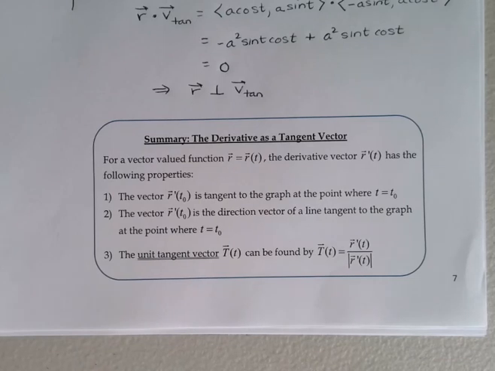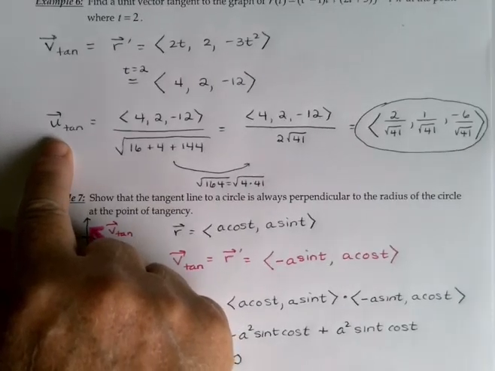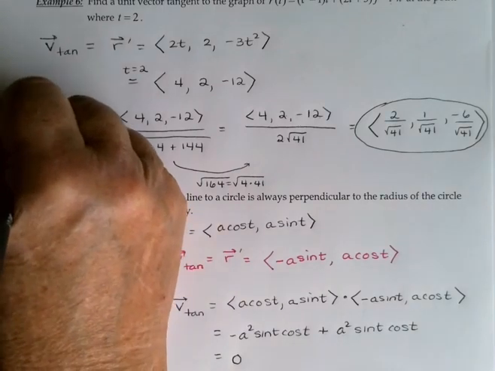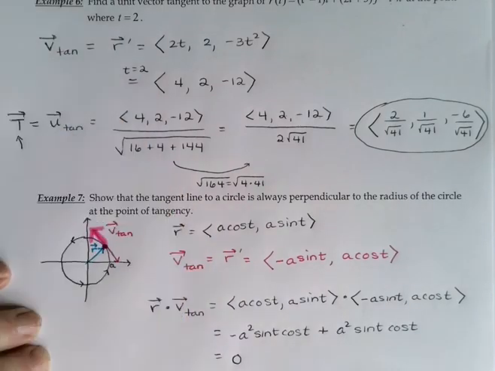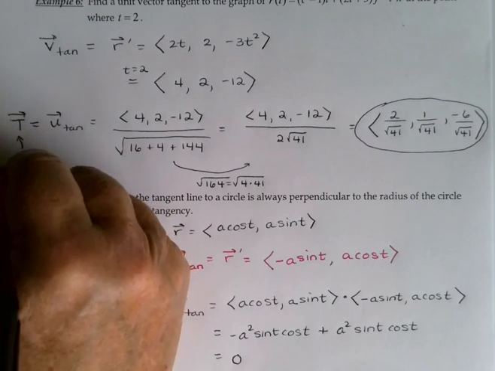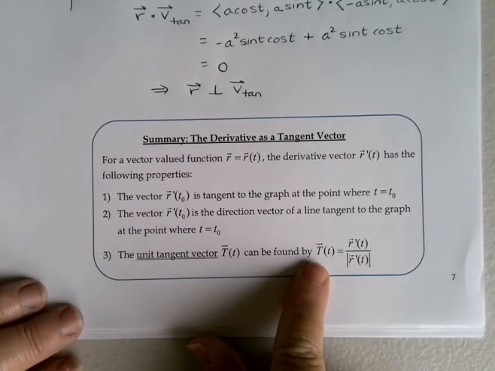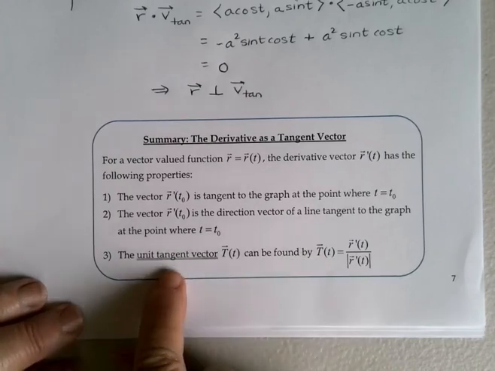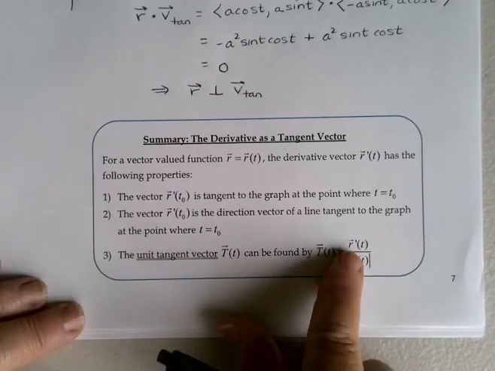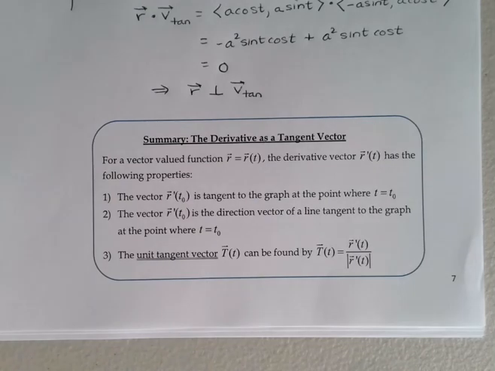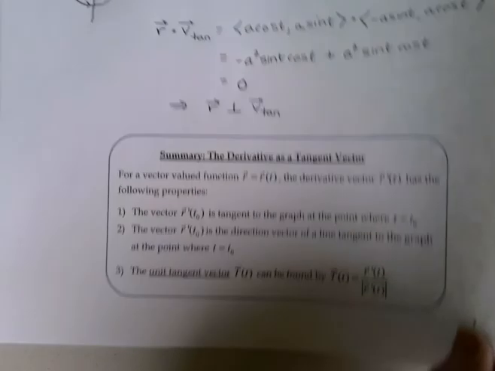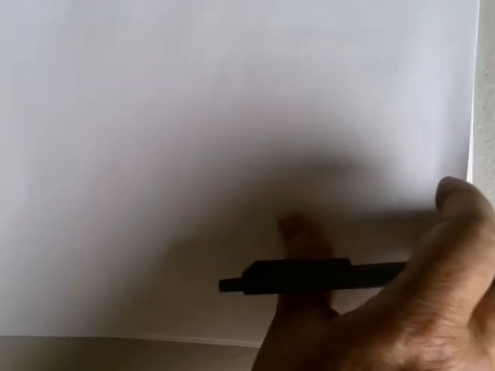This is a little notation that I didn't actually use when I did the problem, but I'll introduce it right now. Instead of u subtangent like I did up here, we typically use the notation capital T to represent the unit tangent vector. And so anytime you see capital T, always think of that as not just the tangent, but the unit tangent, derivative divided by its own magnitude. All right, we will go on and look a bit at integrals of vector valued functions in our next video.